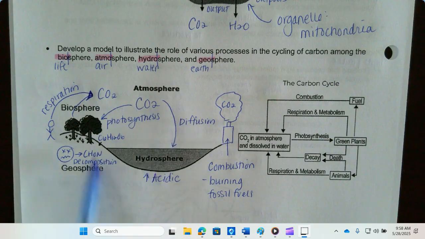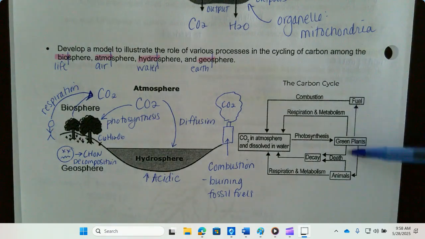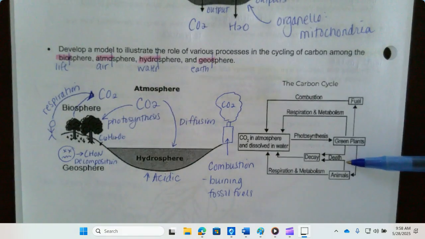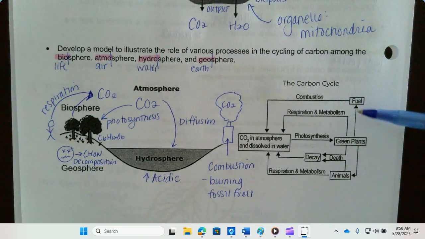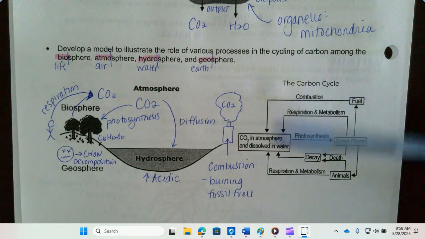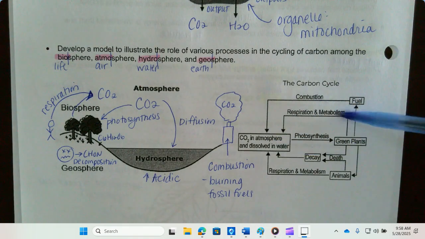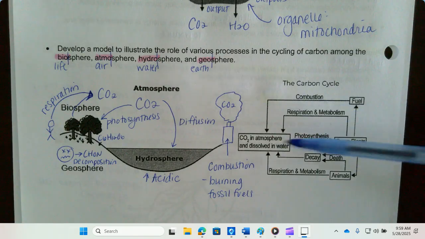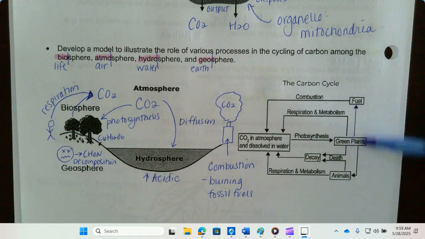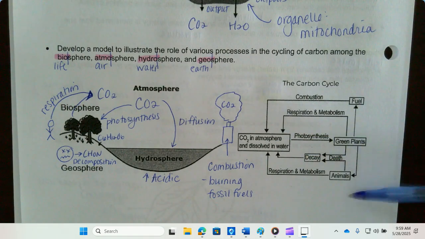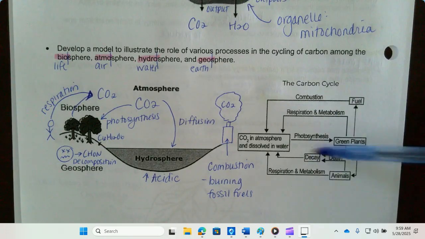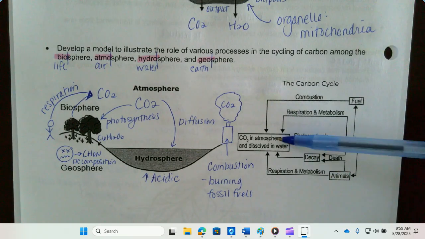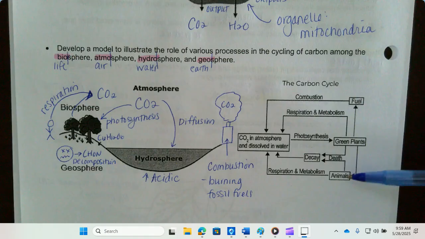For people maybe who are not 100% comfortable with this model, I also have the carbon cycle here with all those words. We've got you burn fuel, that's combustion. Here you have respiration, that adds carbon dioxide. Plants use the carbon dioxide for photosynthesis. When things die, they wind up decaying. That releases carbon dioxide. And then over here we have animals. When they undergo respiration, they release carbon dioxide.